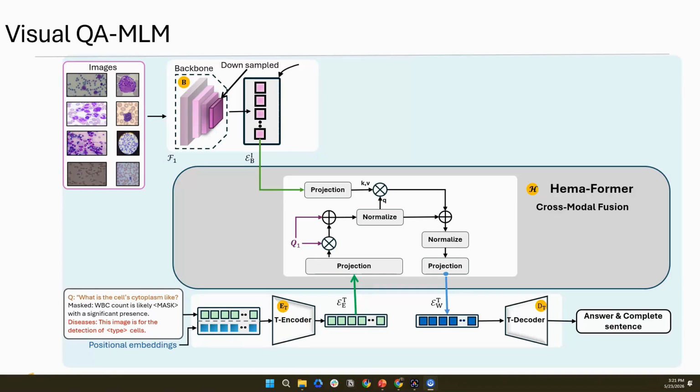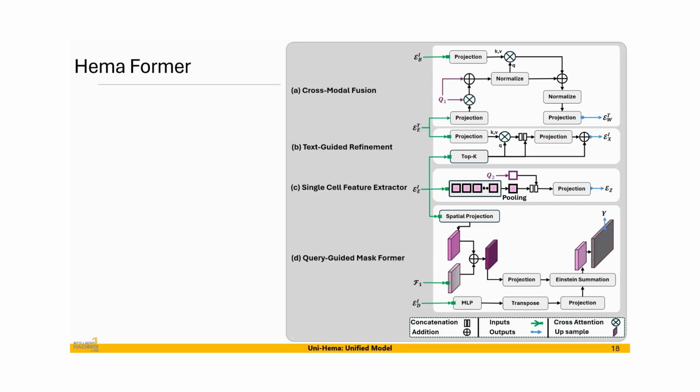Finally, for the VQ question answering and VQ mask language modeling tasks, we use the backbone embedding and the text encoder embedding. After projecting the text embedding, we concatenate the learnable queries and perform attention fusion between the text and the image embedding. Then we project the embedding with respect to the text decoder and pass it to the text decoder for complete sentence generation and answer generation. In Uni-Hema, we have 4 different modules to learn different levels of hierarchical information to perform the different tasks.